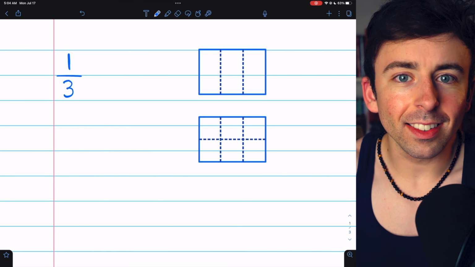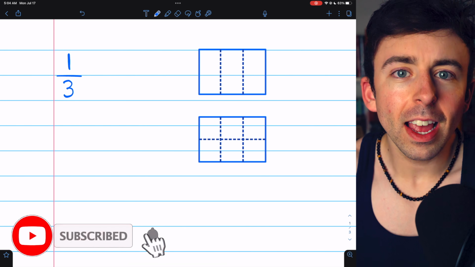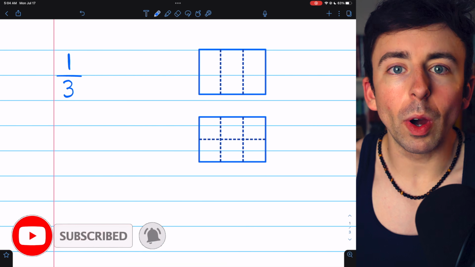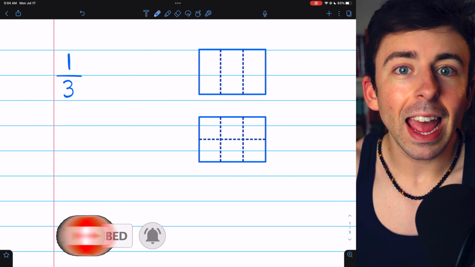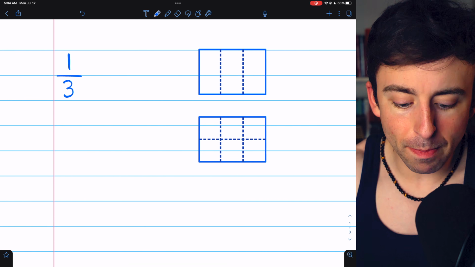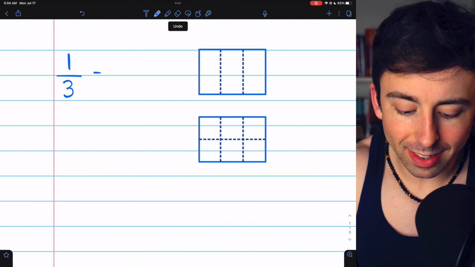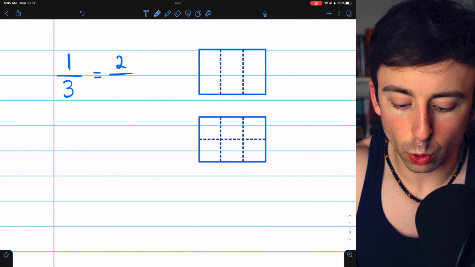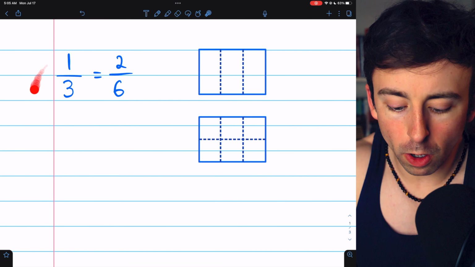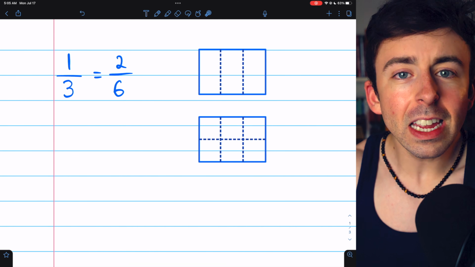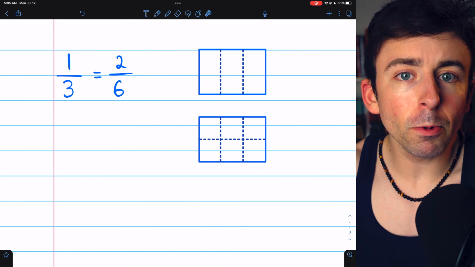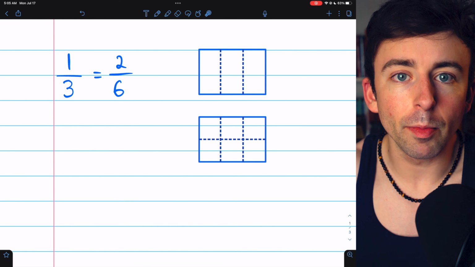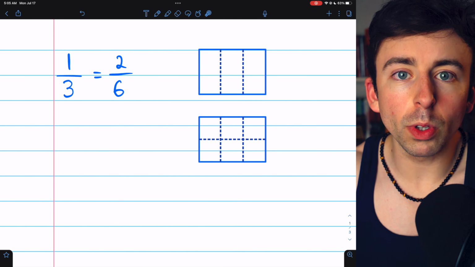One of the key things to understand about fractions is there are infinitely many ways that we can represent any fraction. For example, 1/3 is the same as 2/6. These are called equivalent fractions. Even though they look different, they represent exactly the same value. We can see that visually as well.